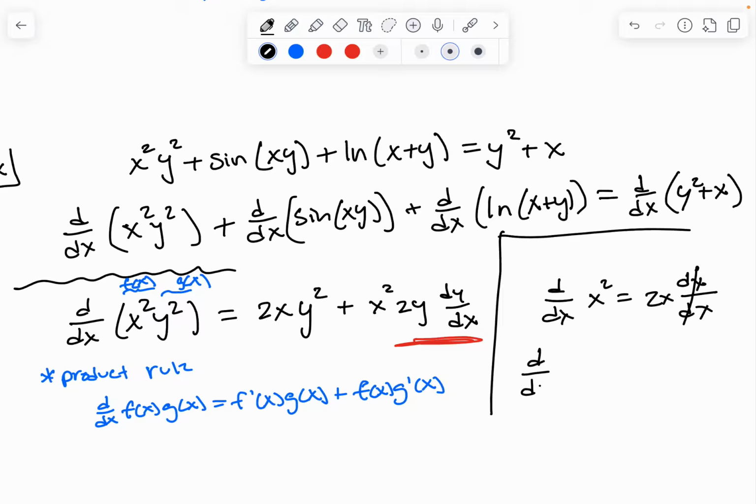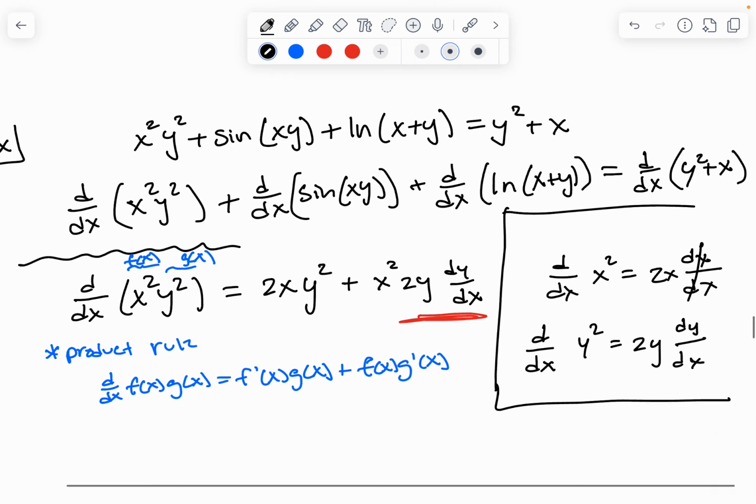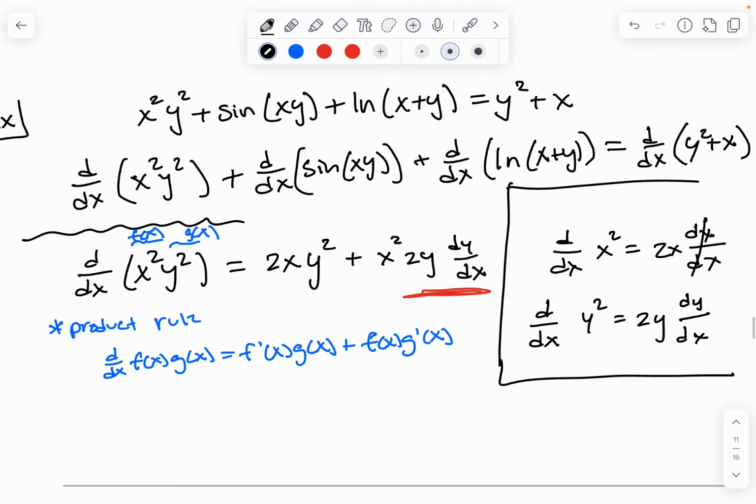But if you do the same thing with y squared, this will be 2y multiplied by d of the variable which you took the derivative of, so y, over d of the variable with respect to which you're taking the derivative, so dx. And these don't cancel out, so that stays. And that is applied to every single term in implicit differentiation. So this right here, I'm going to circle this.